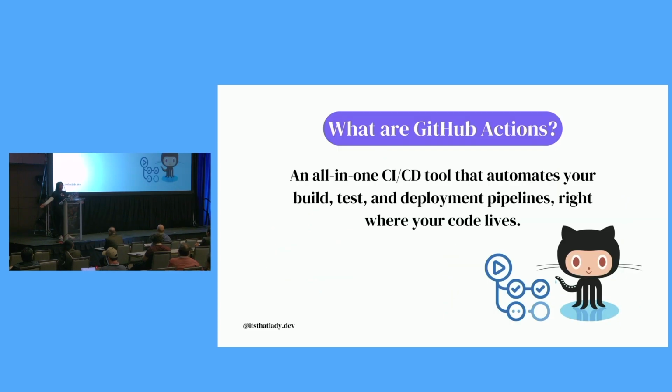So firstly, what are Actions, right? So it's an all-in-one CI/CD tool that automates your build, test, deploy, and pipelines right from your code, right? So right where your code lives, right where your repository lives, you can automate a lot of tasks.